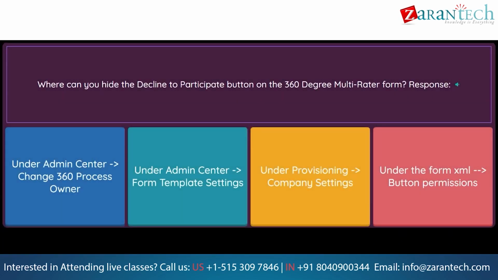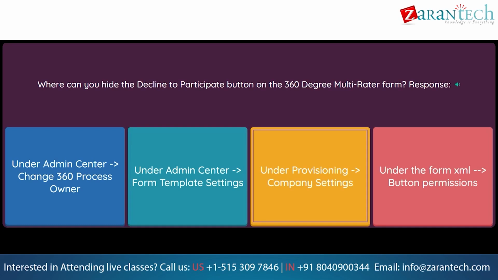Question: where can you hide the Decline to Participate button on the 360-degree multi-rater form? Response: Option 1, under Admin Center - Change 360 Process Owner. Option 2, under Admin Center - Form Template Settings. Option 3, under Provisioning - Company Settings. Option 4, under the Form XML - Button Permissions.